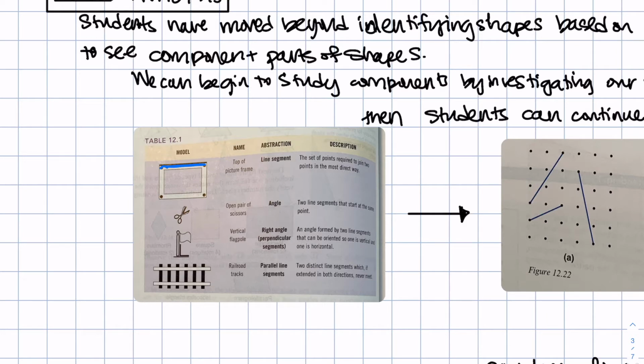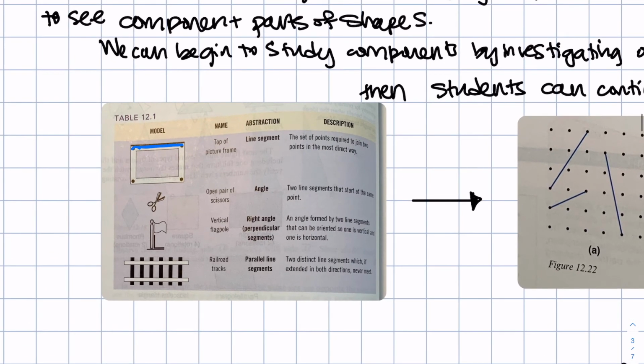An angle, they use the model of an open pair of scissors. The 2 line segments that start at the same point and go off in different directions give me an angle, right? Just like an open pair of scissors. A right angle is modeled by a vertical flagpole. An angle formed by 2 line segments that can be oriented, so one is vertical and one is horizontal.